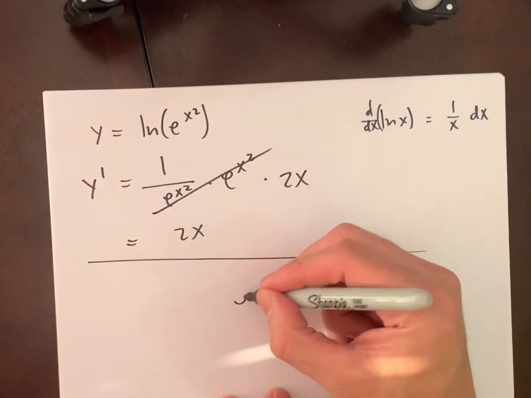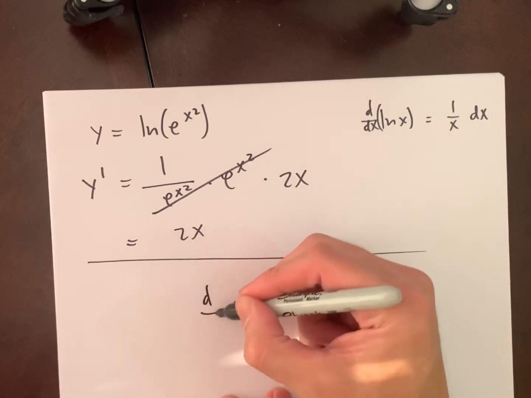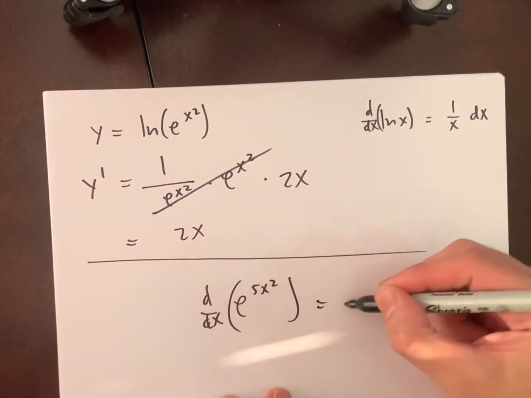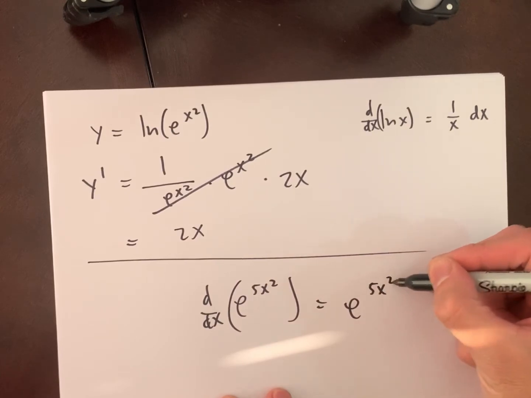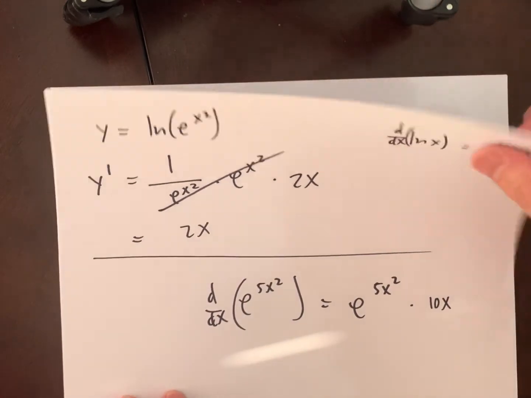So just FYI, let's say you have e to the 5x squared. And what would be the derivative of that? Well, copy and paste, and then you multiply by the derivative of the exponent, which is 10x, just FYI. All right, let's keep going here.